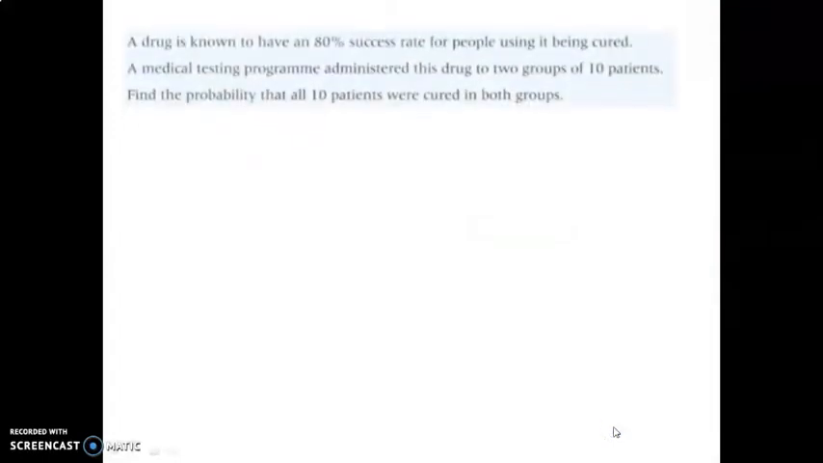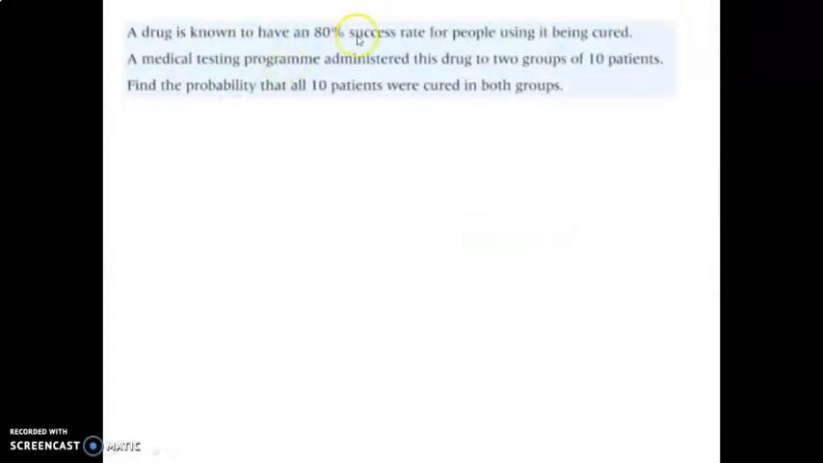Let's keep going. So next situation we have is this. A drug is known to have an 80% success rate for people using it being cured. A medical testing program administered this drug to 2 groups of 10 patients. Find the probability that all 10 patients were cured in both groups. For this one, it's a little bit different than we've seen so far. I want you to begin first by ignoring the fact that there are 2 groups that were given this drug. So just concentrate on one group of 10 people, and we want all of them to be cured.